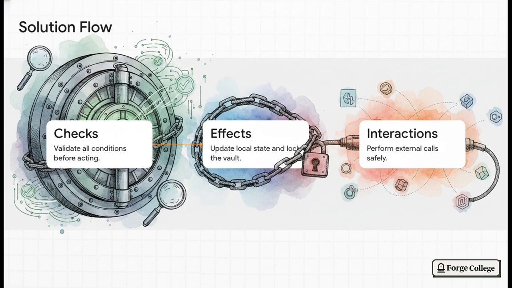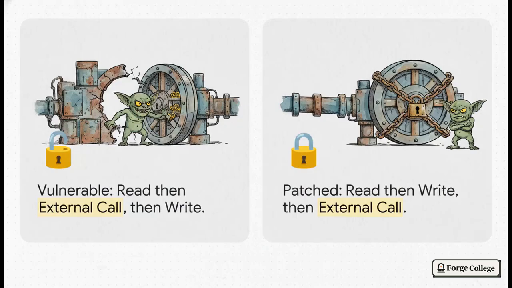Second, we apply our effects, meaning we update our local state and we lock that vault. And only then, at the very absolute end in Step 3, do we perform our interactions and actually make those external calls to untrusted smart contracts. When you compare the two approaches side by side, the solution is super obvious.